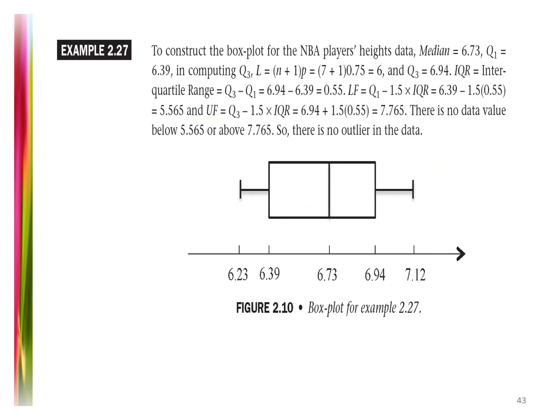So this is one example. Construct the box plot for NBA players' height data. The median is 6.73, Q1 is 6.39, and Q3. Then we can draw the plot. This is the minimum value, this is the maximum value, and this is Q1, this is Q2, this is Q3. If you calculate the lower fence and upper fence values, the upper fence value is 7.765 and the lower fence value is 5.565. In this case, the whole data lies within this interval, so there are no outlier points.